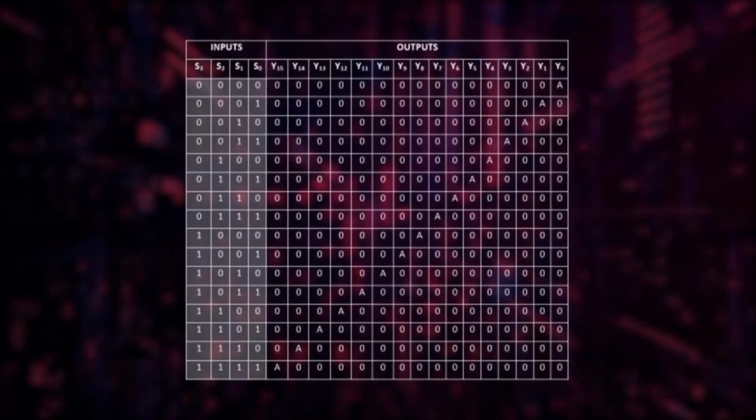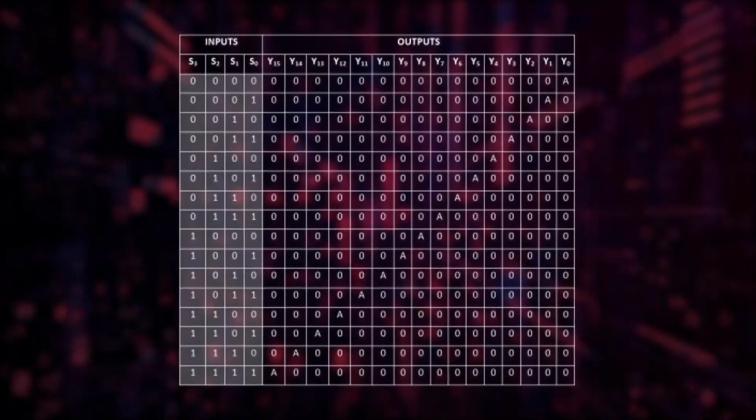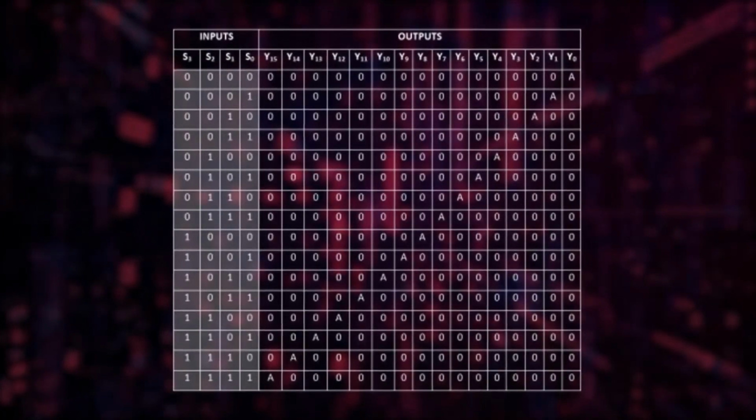One can write the truth table as we did for the previous demuxes. Then from the truth table, we will be able to derive the expressions. The truth table is here. Then from this truth table, we derive the logical expressions.